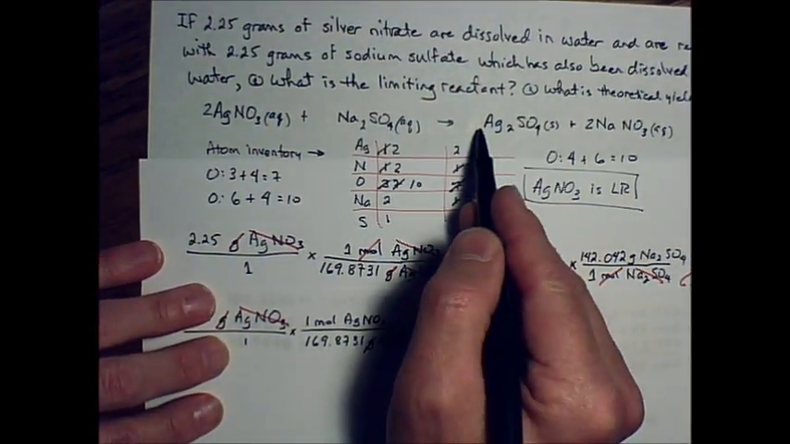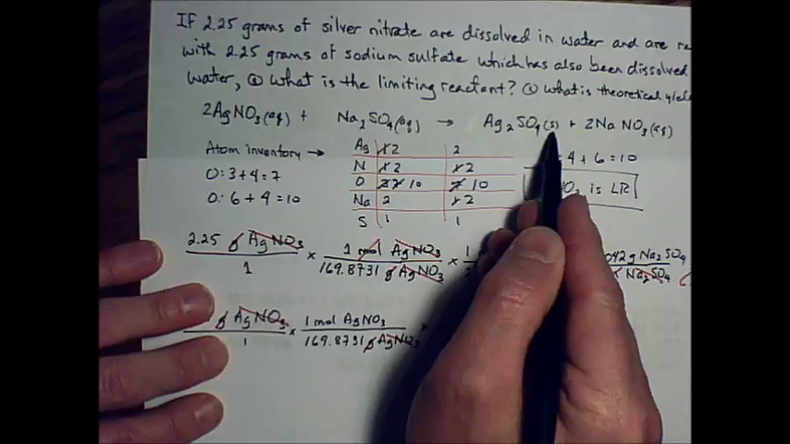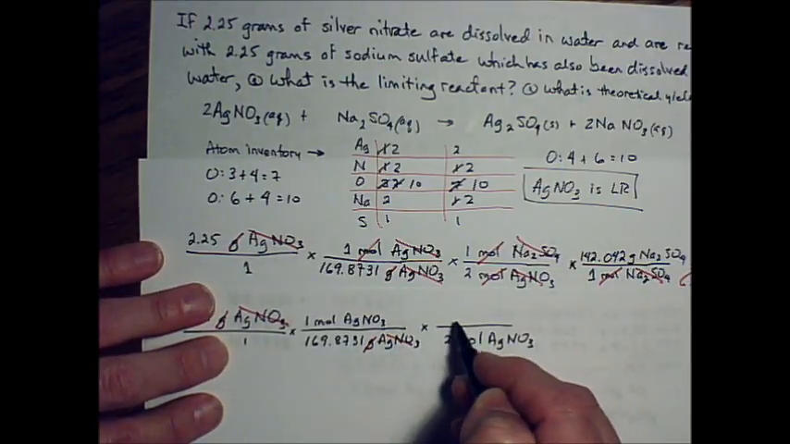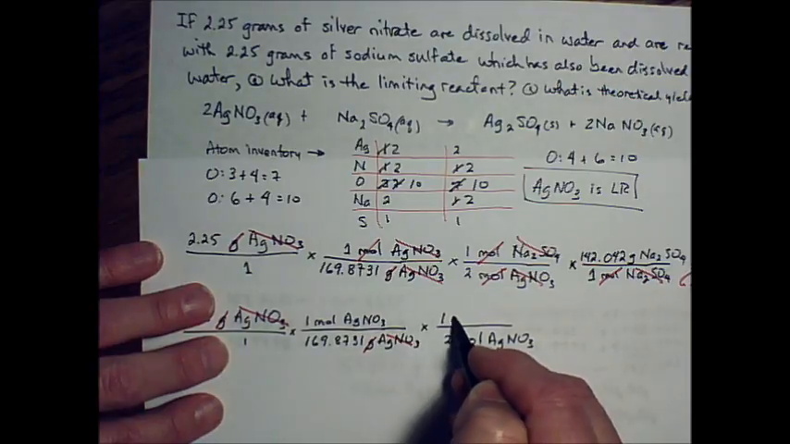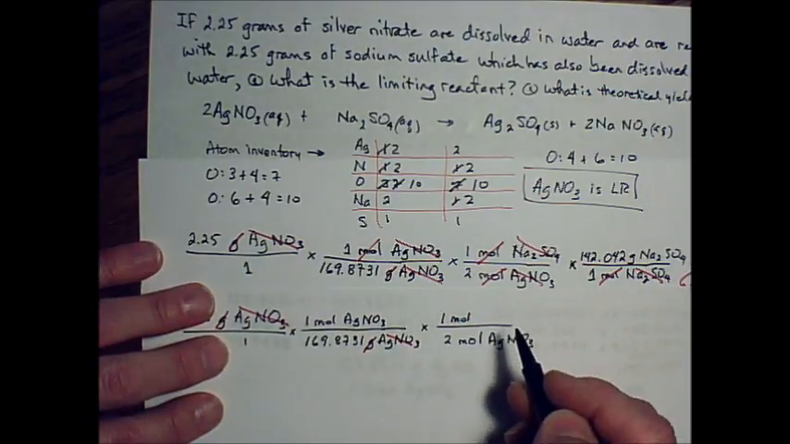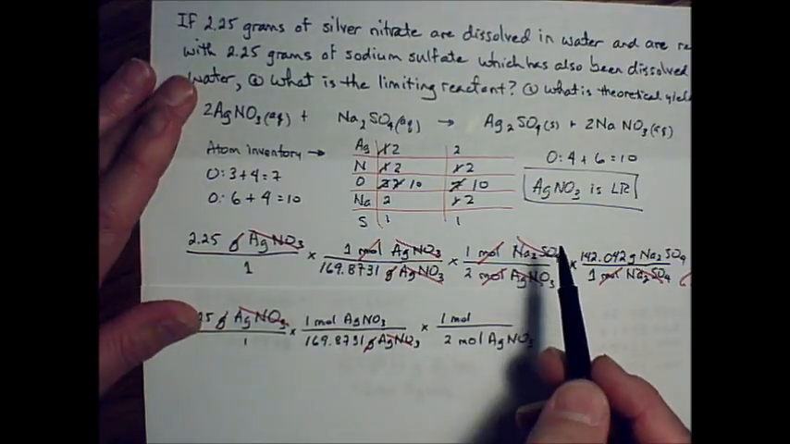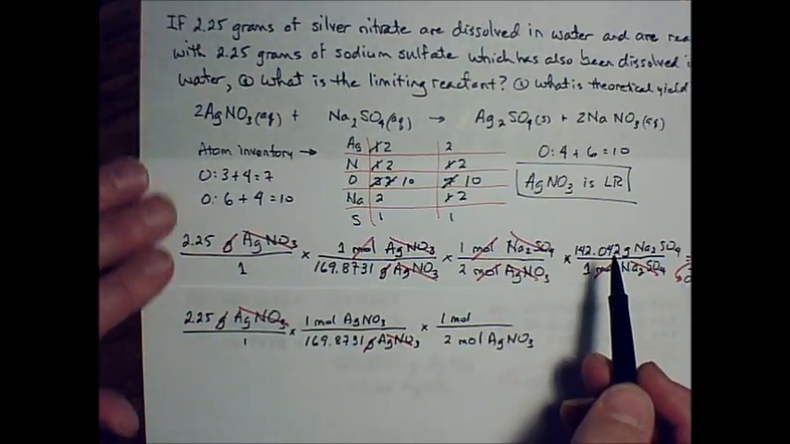So we want the number of moles of this species because that's what we're going to collect. It's a solid. So how many moles of that am I going to list? 1 mole. We're on this side of the equation, right?